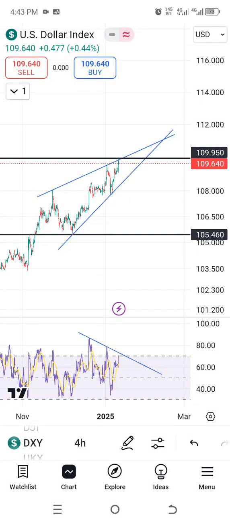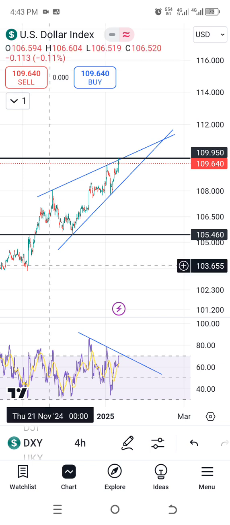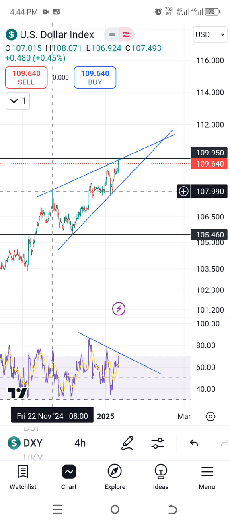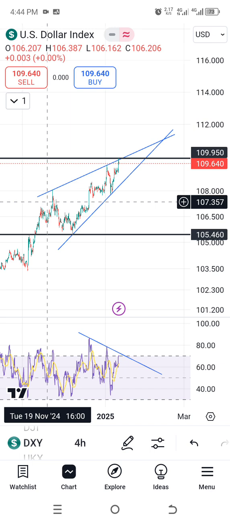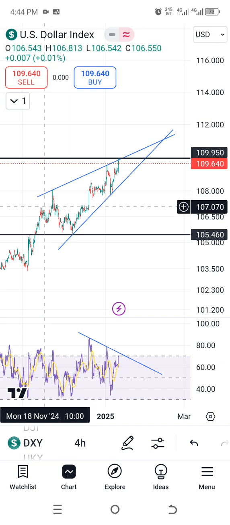Hello everyone, we're looking at the dollar index, the dollar currency.